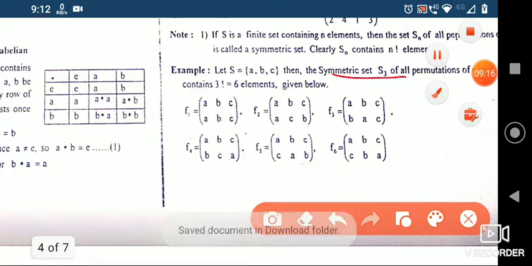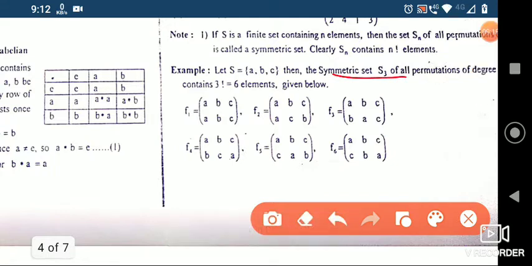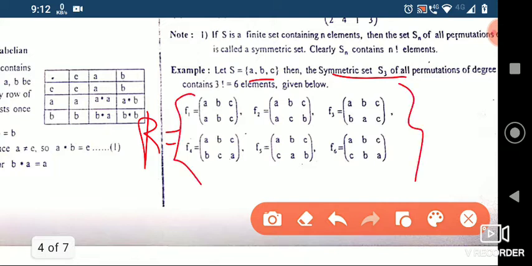A symmetric set is all the combinations together: if you have taken 3 points, all the combinations together is called the symmetric set. So let's say the symmetric set is named S3, then that set contains all these elements. The first element is f1, second f2, f3, f4, f5, f6. So these are the elements of the symmetric set. Are you getting it? So first you have a set {a, b, c}, then you have the permutations.